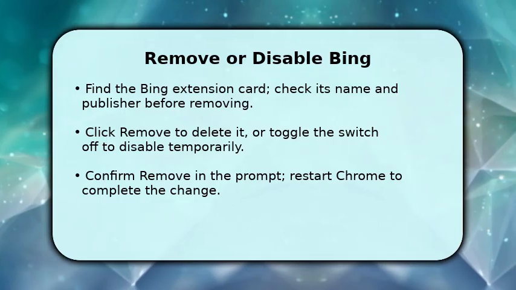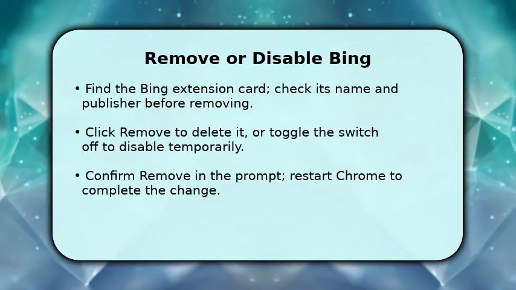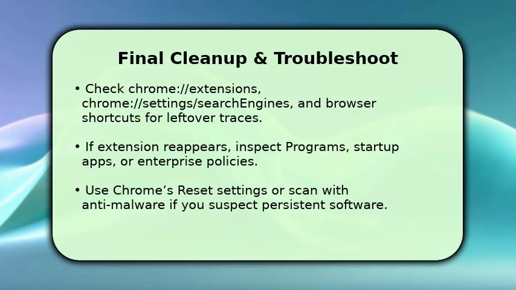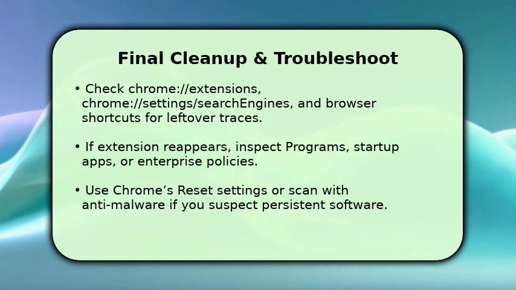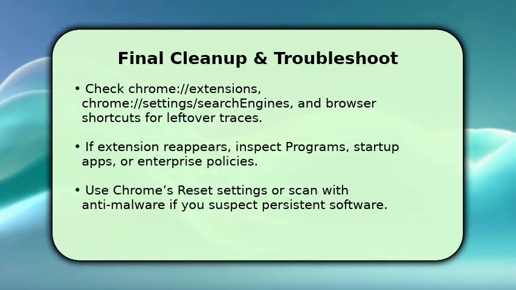If it returns, it often means a companion app or policy is involved. To finish, verify there are no leftover traces by checking chrome://extensions and your search engine settings. Remove Bing from search engines if present and fix any modified shortcuts. If the extension reappears, make sure no companion program is reinstalling it.